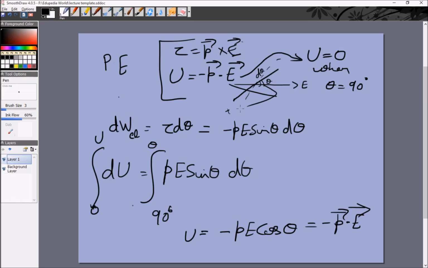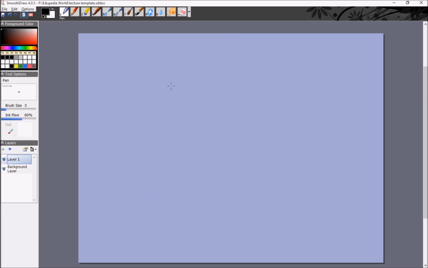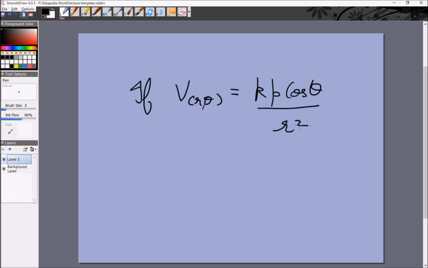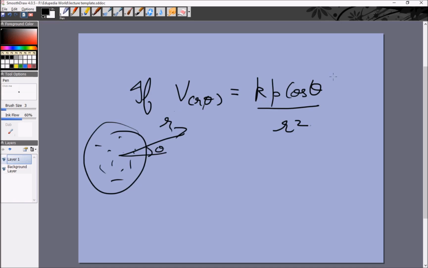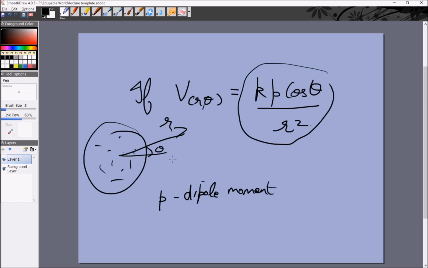Right. The reason this is useful is because actually the dipoles are not always a positive and a negative charge. The generalized definition of a dipole is actually if V as a function of r and theta is equal to kP cos theta by r square. If for any particular configuration of charges, the potential at a distance r at an angle theta from a reference is given by a formula like this, then P is called the dipole moment of that configuration. So that's the general formula, but that specifically also applies when we have a positive charge and a negative charge.